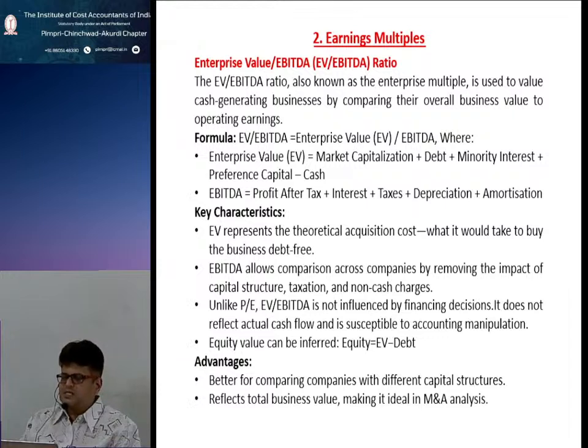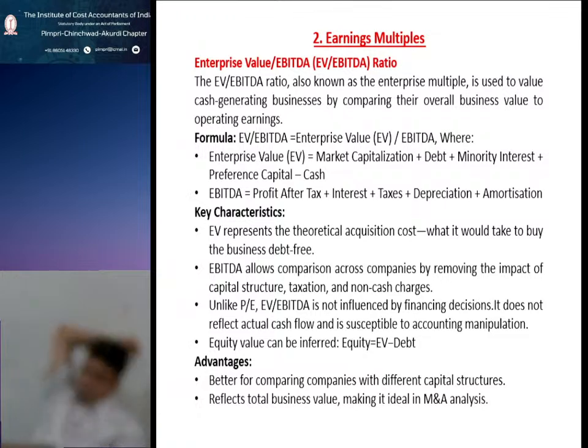Formula wise, this ratio is calculated as EV divided by EBITDA, that is enterprise value EV divided by EBITDA, where EV is equal to market capitalization plus debt plus minority interest plus preference capital minus cash, and EBITDA is equal to PAT plus interest plus taxes plus depreciation plus amortization. This is how the calculation of EV to EBITDA is done.